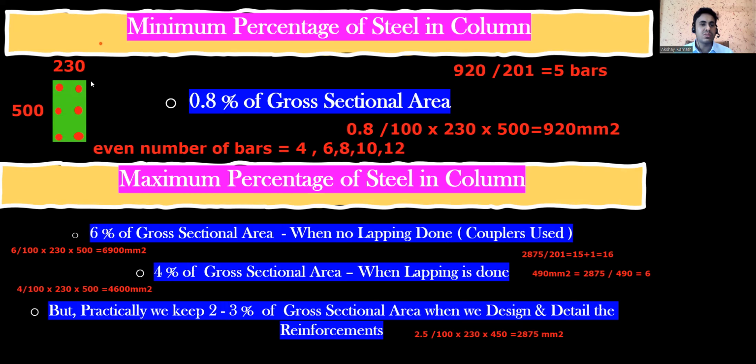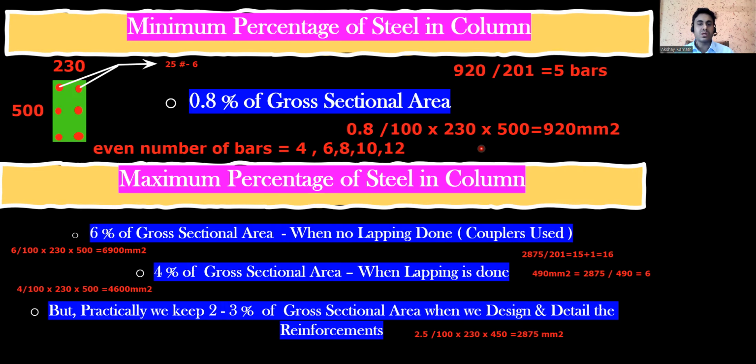I can show all those things in this way. I can write here and say you have to provide 25 diameter, 6 number of bars. It's understood. It means that in this particular column of 230 by 500, you have to provide 25 diameter, 6 number of bars. So this is how we are supposed to do all these calculations, right?